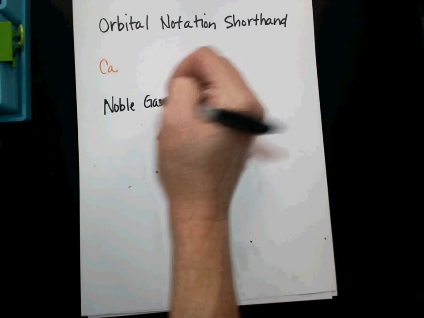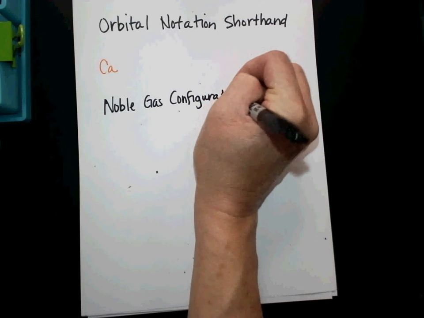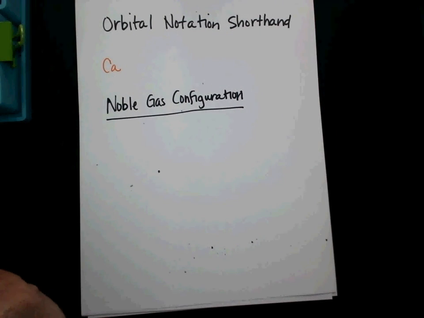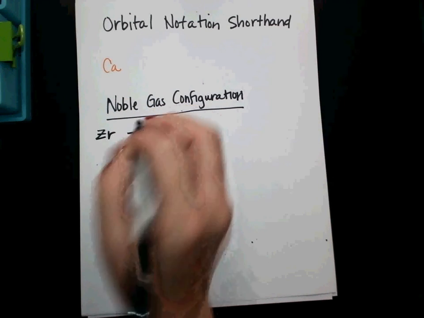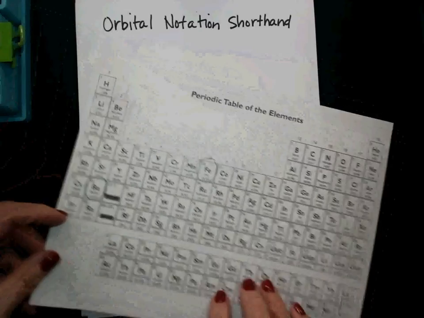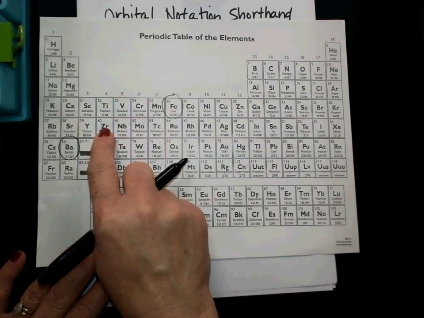All right, I'm going to show you one more thing today. It's called noble gas configuration, and this is even more shorthand than the last one. So let's talk about zirconium, which had 40 electrons. I want you to get your periodic table. Find zirconium and put your finger on it.